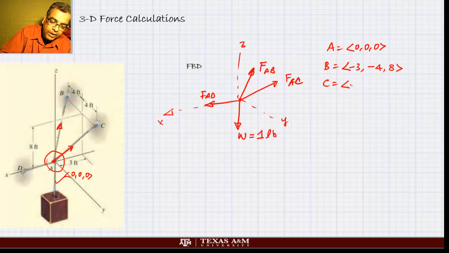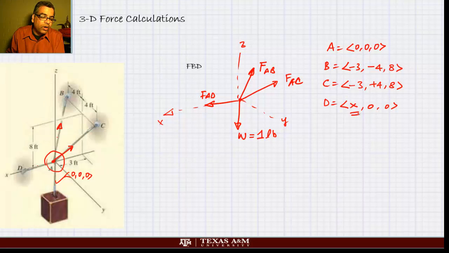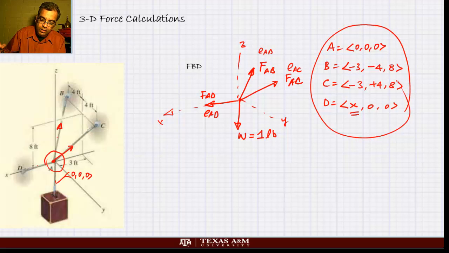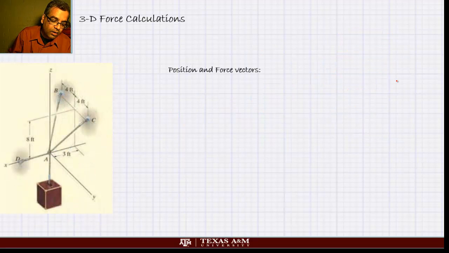C, x component minus 3. Y component plus 4. Z component 8. And then D, x component, let's see, we don't know, but something x. Y component is 0, Z component is 0. Notice this. I don't really need to know that because we can now compute all these unit vectors. So I need to find EAB, EAC, EAD. We're going to do that next. Okay, these are our components. So let's get there and see how we do it.